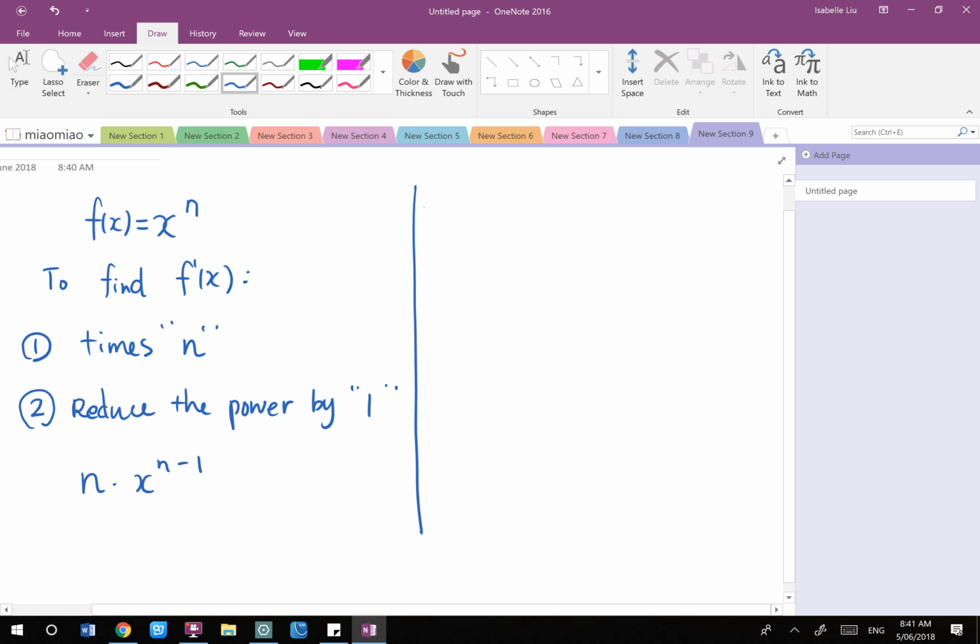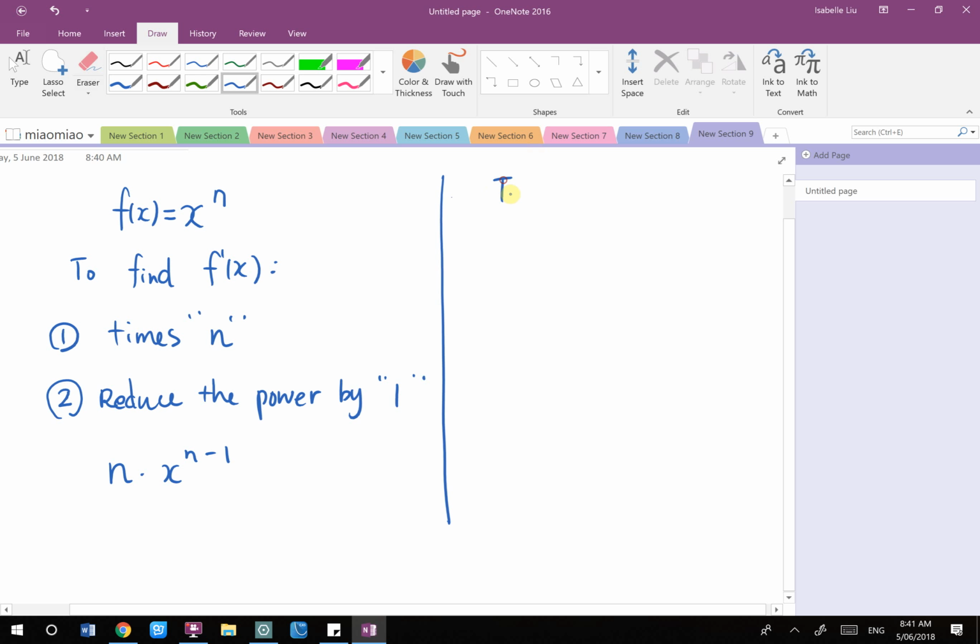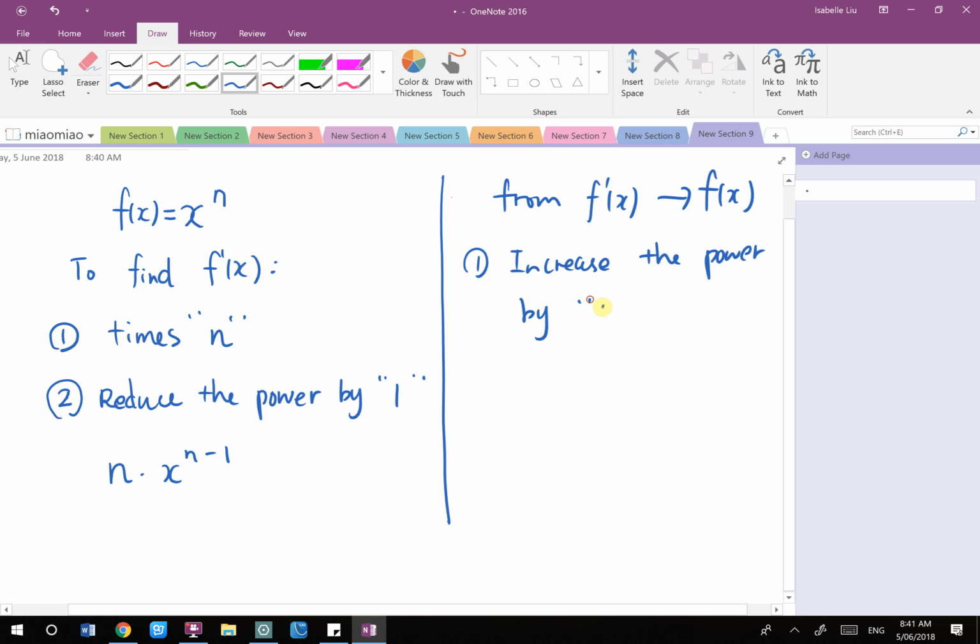Now what if we want to go back? From f'(x) to f(x), what's the reverse step we need to do? We do something first and second, and then we want to recover it. We will start from step two and then go back to step one. So we will increase the power by one. And second is divide by the new power. What is the new power? Is it the power already increased by one? Think about that. First of all, we drag the power down. This is a larger number, for example, 4. And then we reduce the power by 1. The power becomes 3.